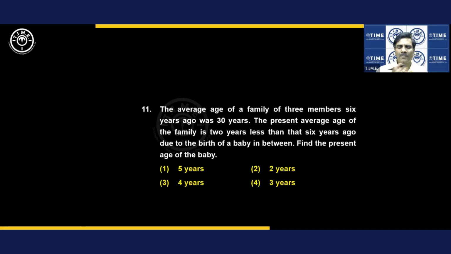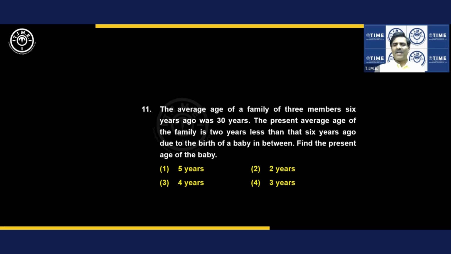Slightly lengthy, not a difficult one. The average age of a family of 3 members 6 years ago was 30 years. The present average age of the family is 2 years less than that 6 years ago, due to the birth of a baby in between. Find the present age of the baby is the question that we are interested in.